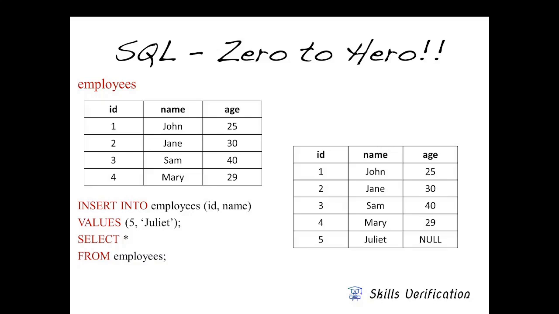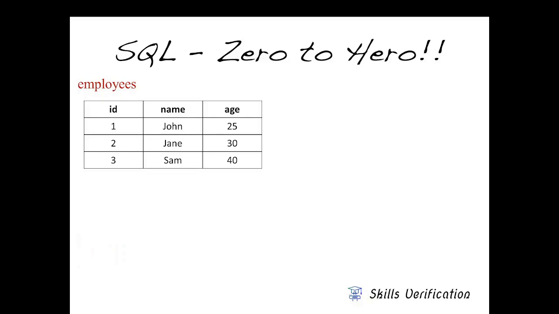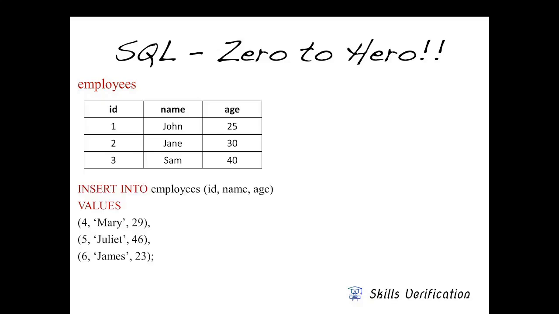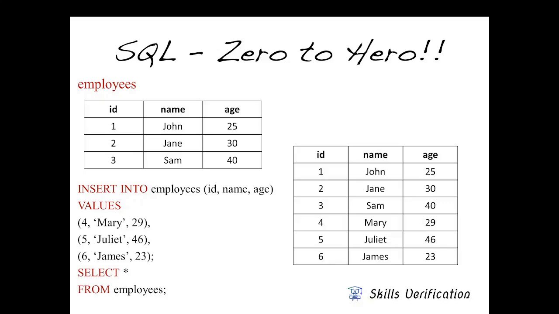Using the original employees table, without Mary and Juliet's records, let's assume we wanted to add 3 new records with no missing data. We can write one insert into statement like this: insert into employees, ID, name, age, values, and then include all the records with commas separating them and 1 semicolon at the end. When we run select star from employees, all the records will be added at once.